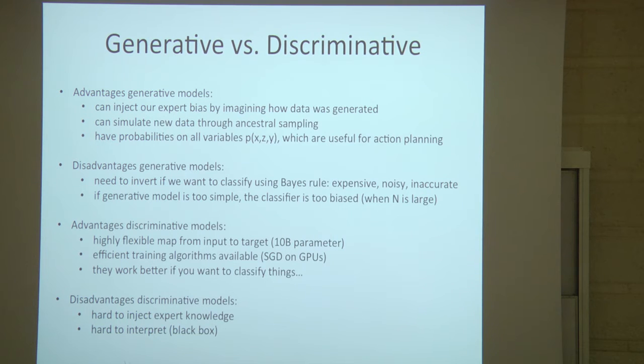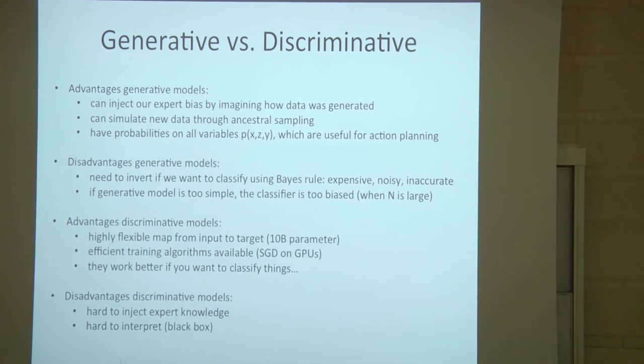For discriminative models, these can be very flexible mappings from input to target. The latest models may boast 10 billion parameters, like these deep neural networks, an enormous capacity. And they can be trained very efficiently these days by running stochastic gradient descent on GPUs. So if you're just interested in classification, and you don't care much about some of these things up here, then these models are working better right now than the generative models in the large data limit.